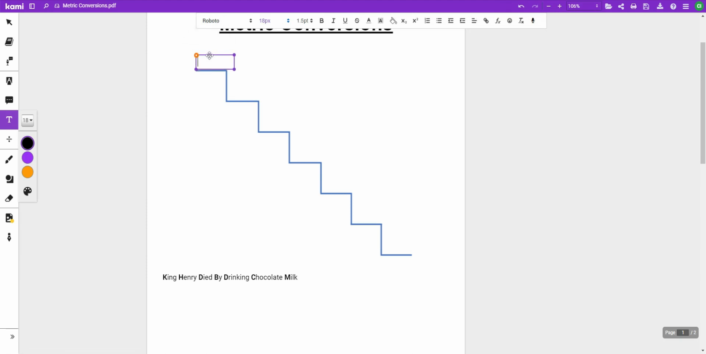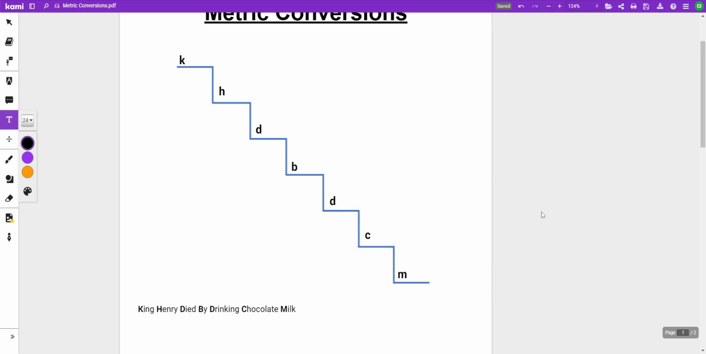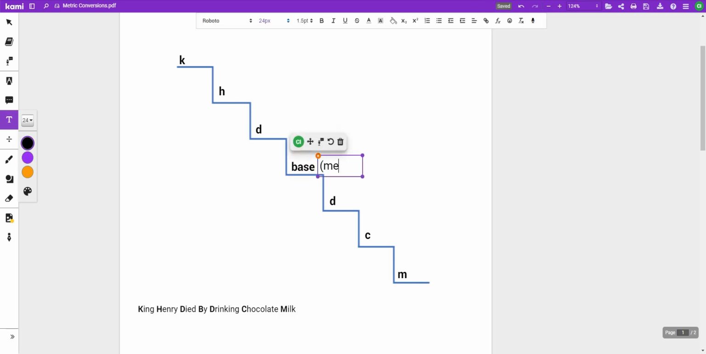Because on the first step here, we're going to have K, and then we're going to have H, D for died. King Henry died by, so B, drinking chocolate milk. Now what this is going to do is help you remember these prefixes. A prefix is something that goes in front of a word. And the three words or base units that we're going to look at, so B stands for base, the three base units are meters, liters, and grams.